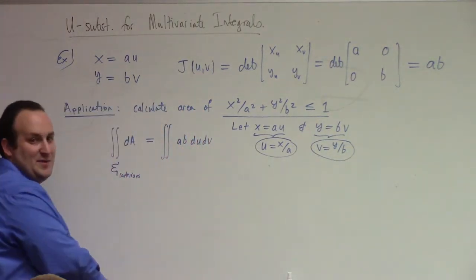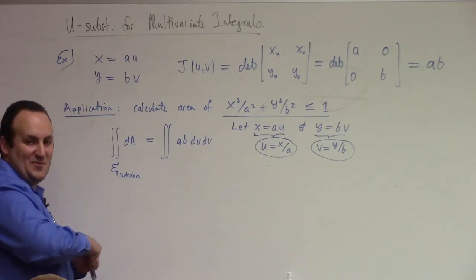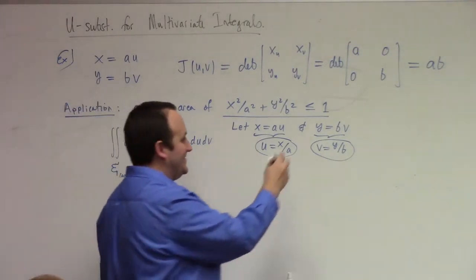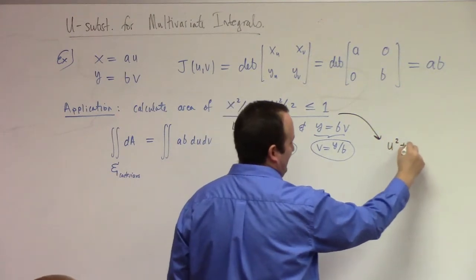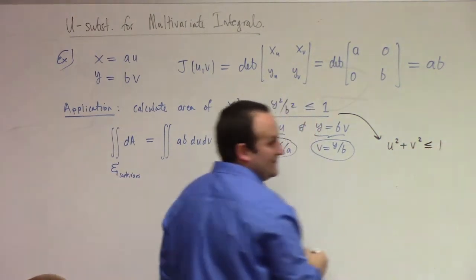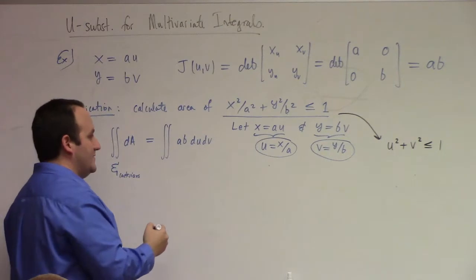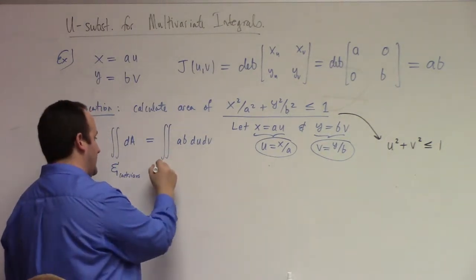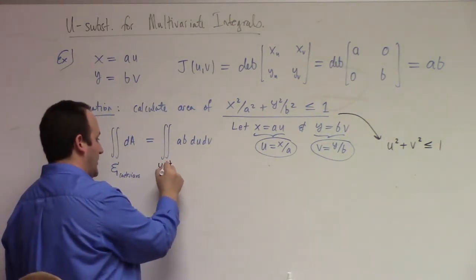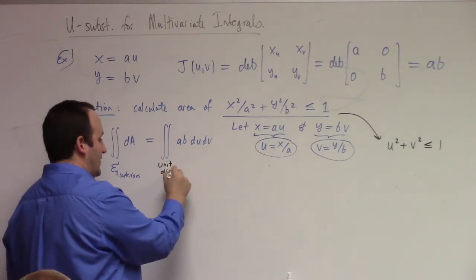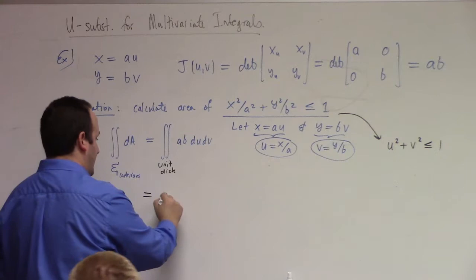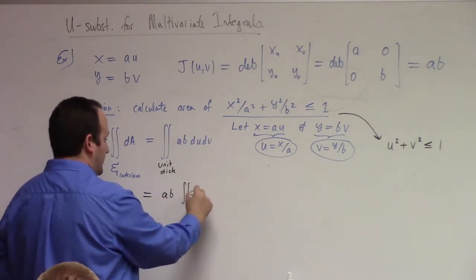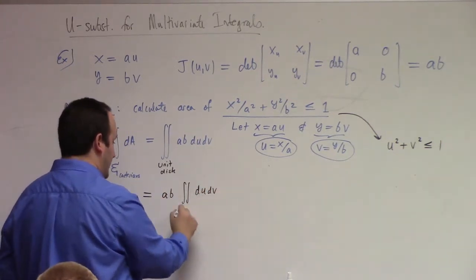Here's your dream of an example, Luke, that requires no pictures, just straight algebra. This becomes what? Also known as the unit circle, unit disk, right? In uv space, though. And so that is ab times the double integral du dv over the unit disk. But what's that?